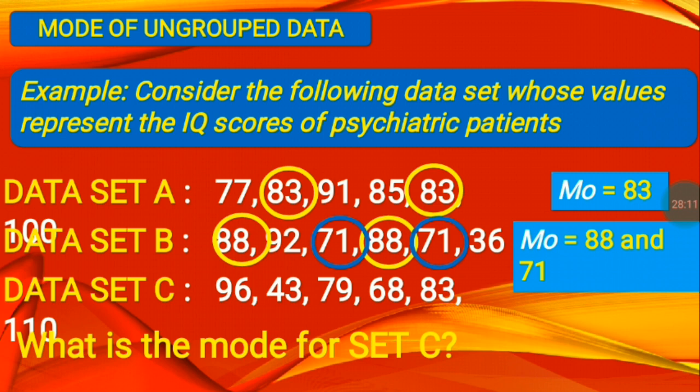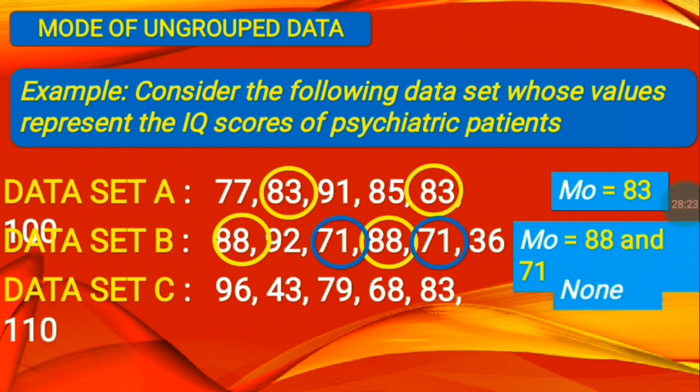What is the mode for set C? Given the data, we have 96, 43, 70, 79, 68, 83, and 110. So there's none. There's no mode in data set C because each observation does not repeat.